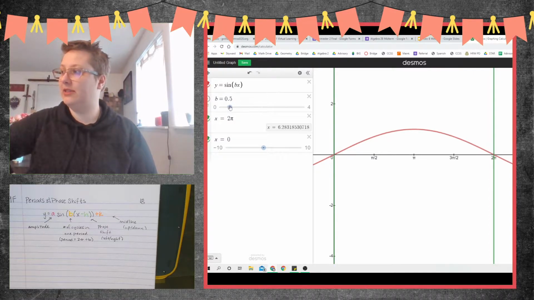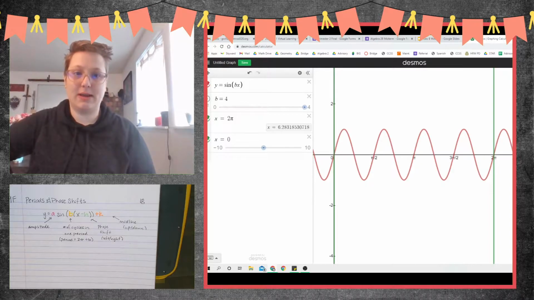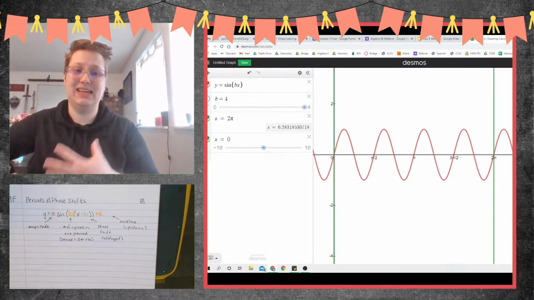If I did 2, I would need to do 2 of these between 0 and 2 pi. So it doubles it. And then if I went all the way to 4, I'm doing 4 cycles between 0 and 2 pi. So 1, 2, 3, 4. Okay, that's the 4 different cycles. So that's the idea that we're doing here.